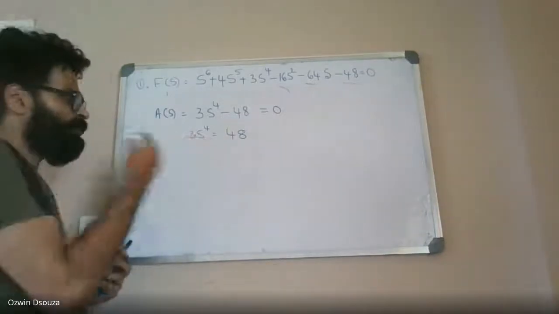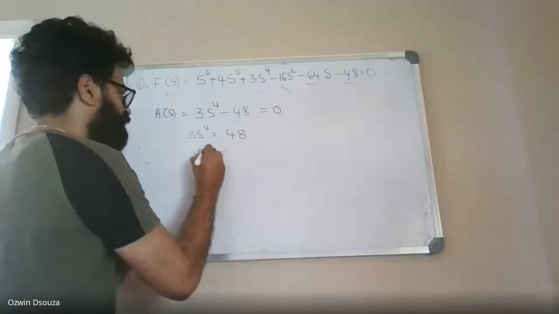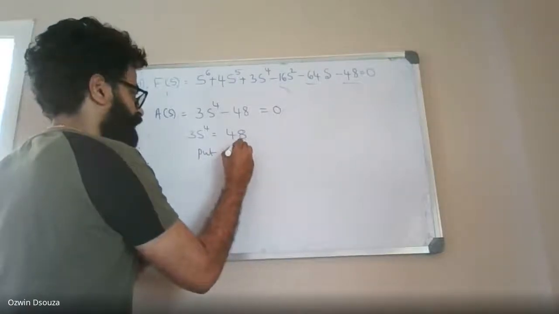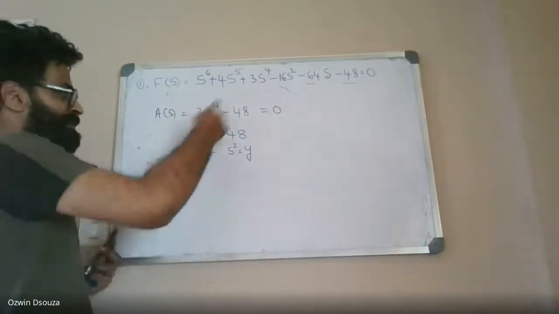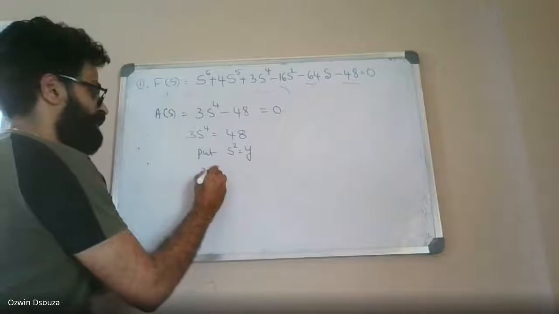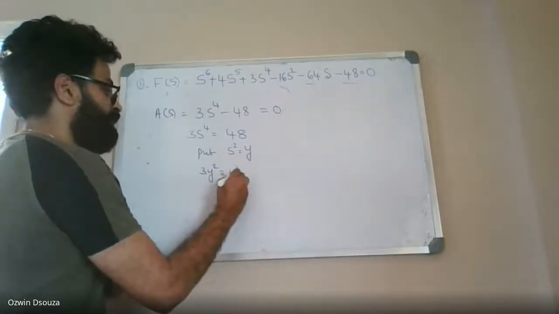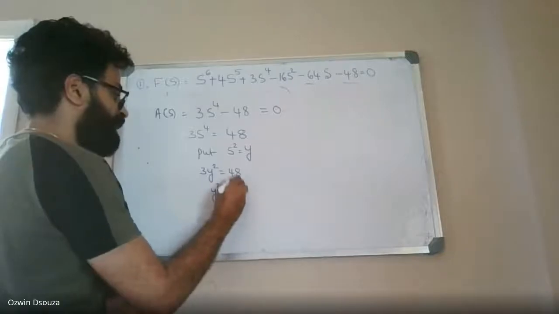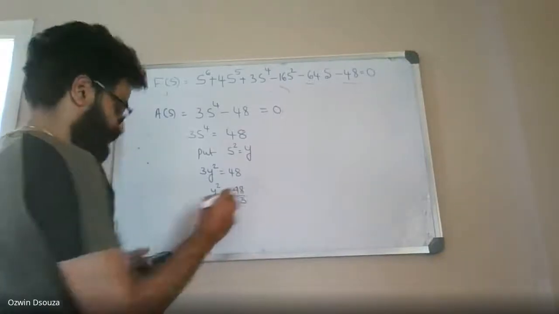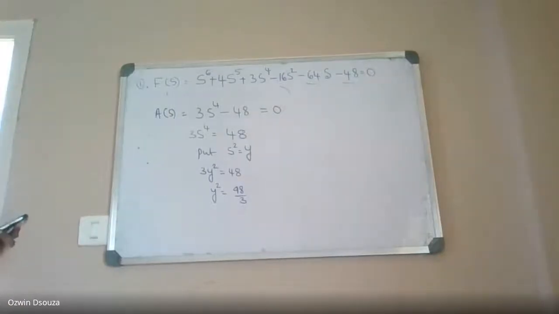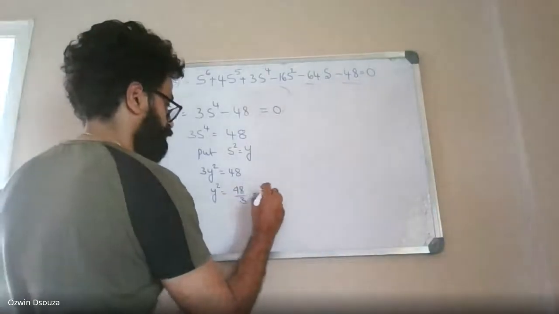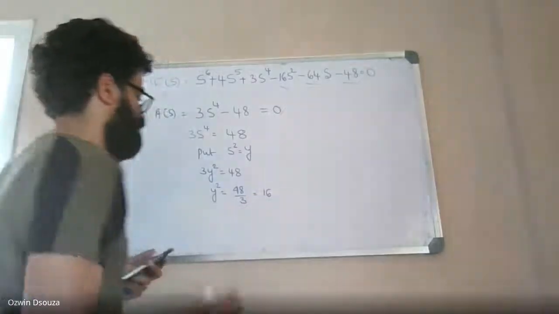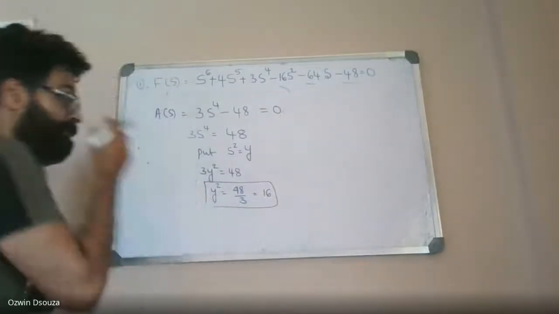So since it's a fourth order equation, what we can do is put s square is equal to y. So put s square is equal to y. So obviously s to the power 4 becomes y square. So you can say 3y square is equal to 48 or y square is equal to 48 by 3. So 48 by 3 is, I think, 16. So y square is equal to 16.